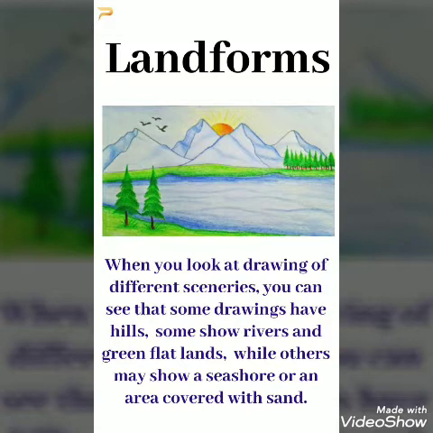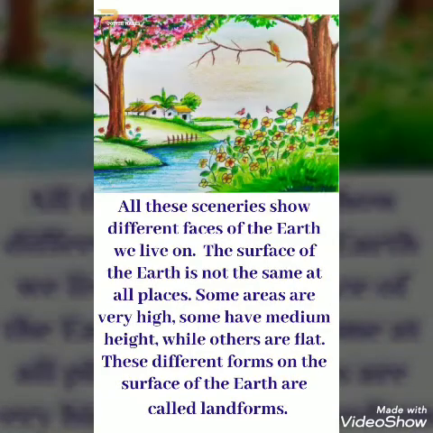When you look at drawings of different sceneries, you can see that some drawings have hills. Some show rivers and green flat lands, while others may show a seesaw or an area covered with sand. All these sceneries show different phases of the earth we live on.